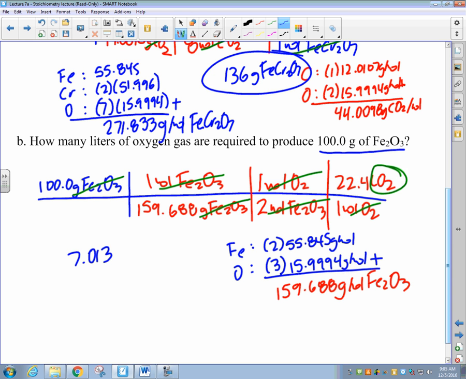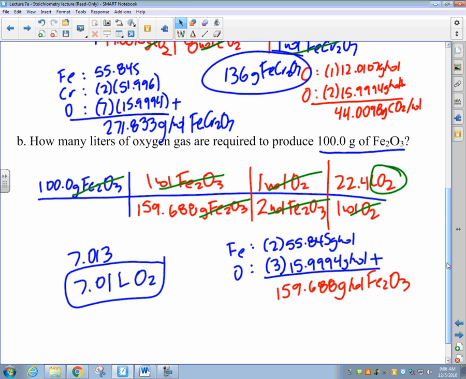This is a measured value from the laboratory, right? If you take a mole of gas, it doesn't know it's supposed to occupy exactly 22.4 liters, right? So this is a measured value, which implies this does involve accuracy of measurement, which means we're limited to 3 sig figs here. So the answer here should therefore be 7.01 liters of O2. Success.